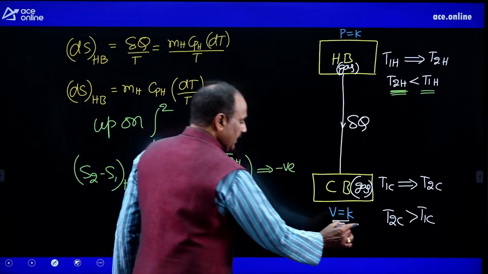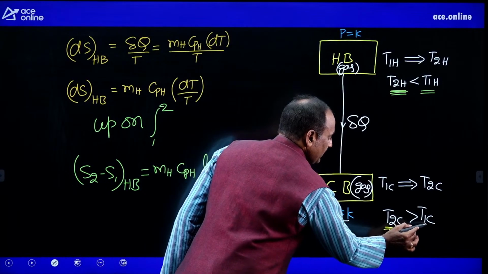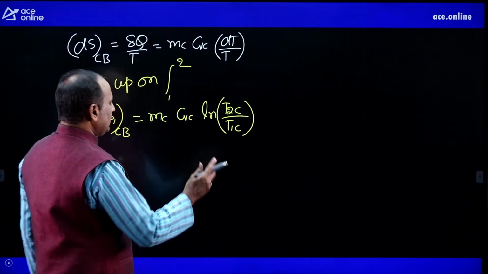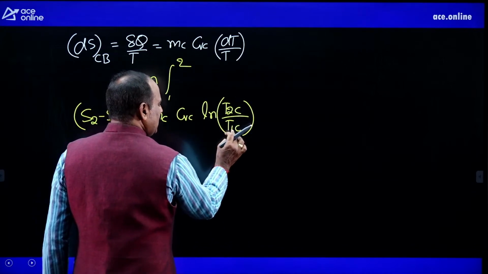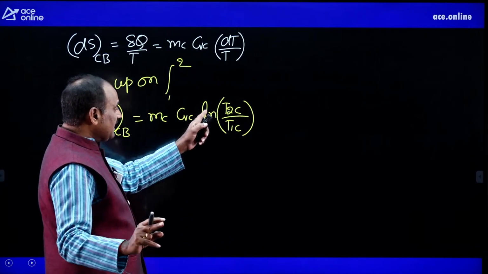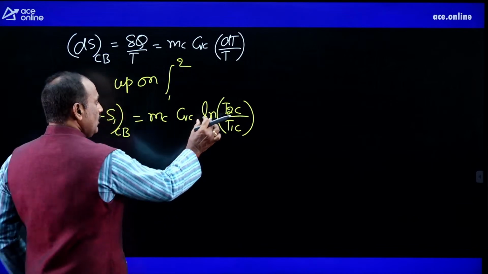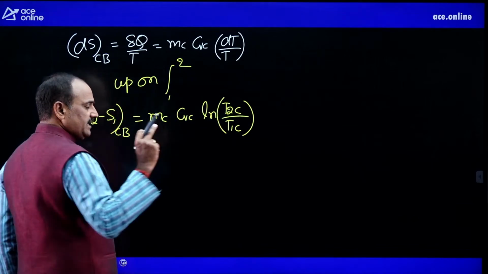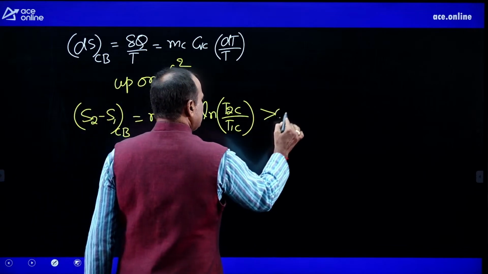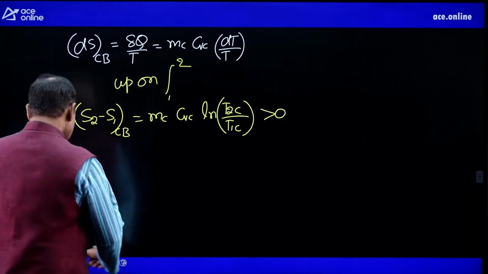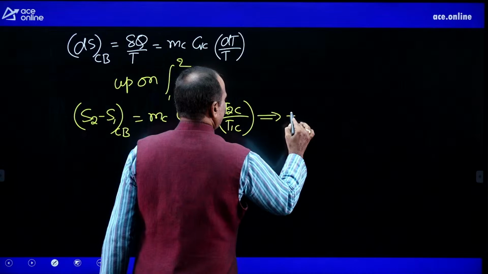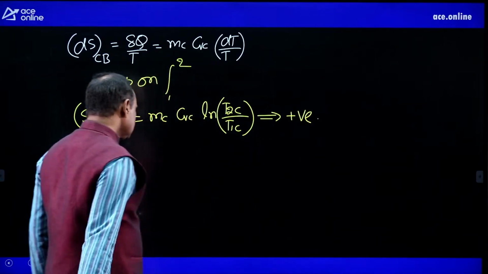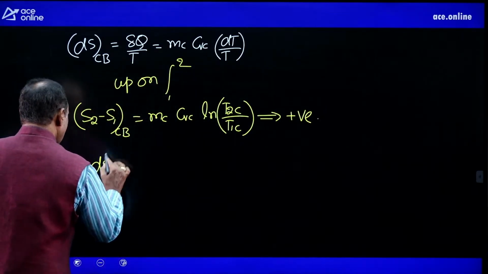But look at the T2 of the cold body. T2 of the cold body is more than T1 of the cold body. This T2 is more than T1. Therefore, this T2C by T1C is greater than 1. ln of a value greater than 1 is always positive. Positive value multiplied with positive quantities is always positive. The change in entropy is greater than 0, or I can also write positive. Calculator will show it.